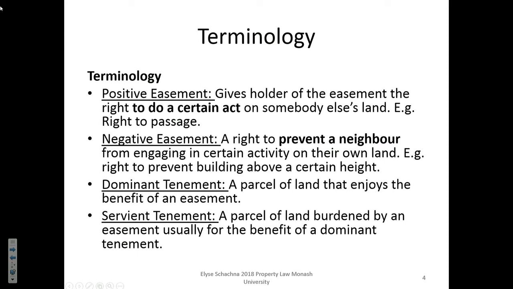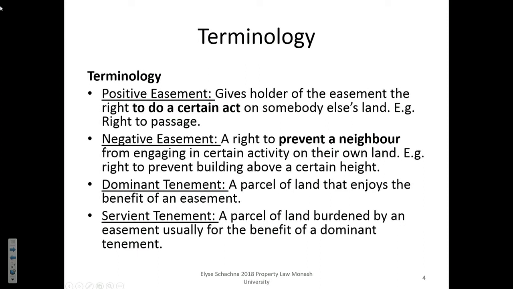But what I really want you to understand is the difference between the dominant tenement and the servient tenement. And I'll often refer to these as the DT and the ST. So the DT is the land, so to speak, that's getting the benefit of the easement. If there's a right of way, the DT is the land that's getting the benefit of using that other land to cross over, perhaps to get to the beach or get to a road. Whilst the servient tenement is the parcel of land burdened by an easement, usually for the benefit of the DT. So if there's a right of way to access a road or a beach or a path, it's the land which the person is crossing over to do so, which is the servient tenement.